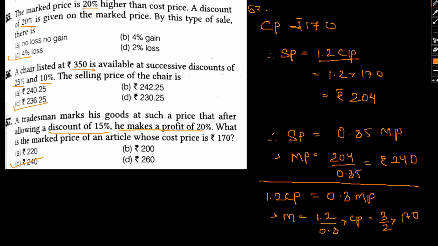CP is 170. This will come out to be 85. Oh sorry, my bad. It's 0.85 into 170. So this would come out to be 200. So 200 into 1.2, that should be 240. So either way this would have been the right answer.